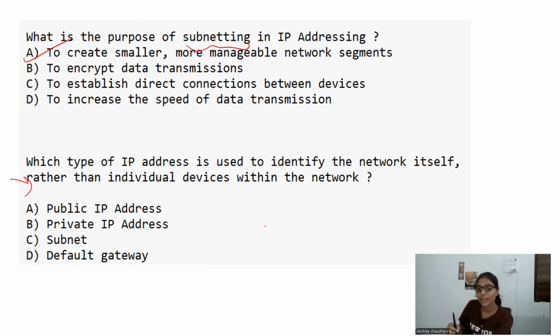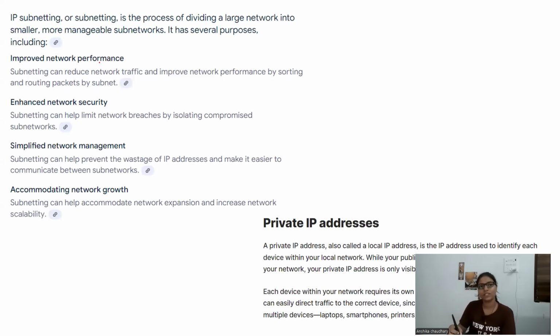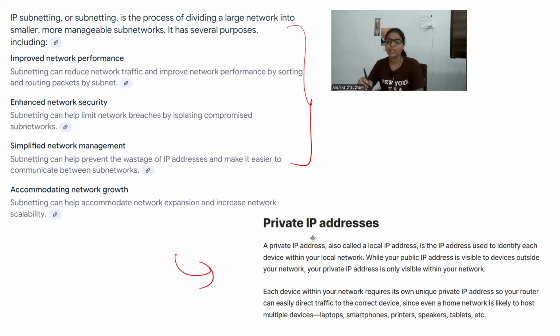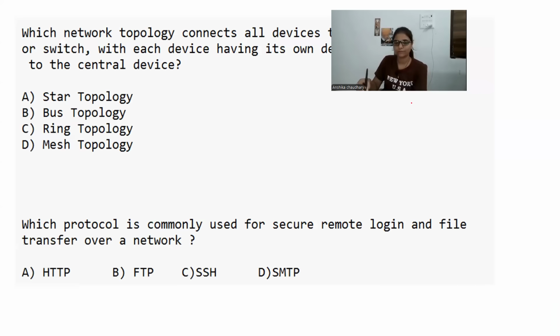Which type of IP address is used to identify the network itself rather than individual devices within the network? So private IP address is useful to identify the network itself, device, then the network. Okay, so have a look at the explanation. This explanation is related to subnetting, and I'm talking about private IP address. A private IP address, also called a local IP address, is the IP address used to identify each device within your local network. While your public IP address is visible to devices outside your network, your private IP address is only visible within the network and some else as well. Okay, so let's have a look at the next question.